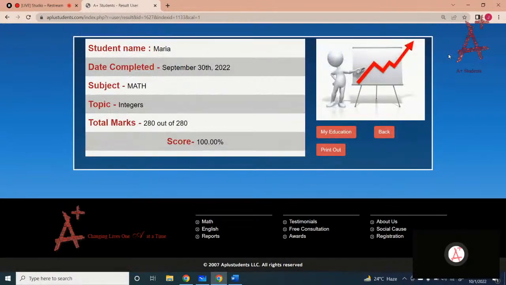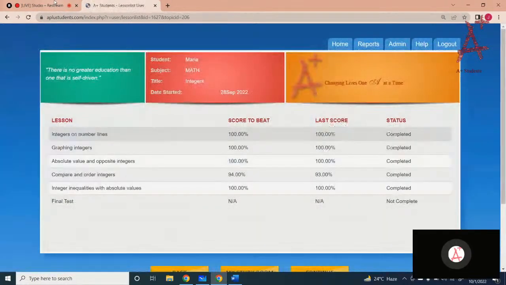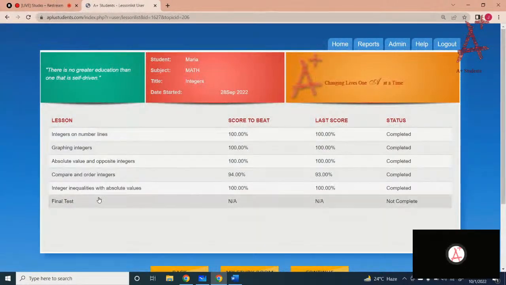Okay, the next one is, we have done with this test. So you can repeat the test right after this session. Then we're going to start with the final test of the topic.